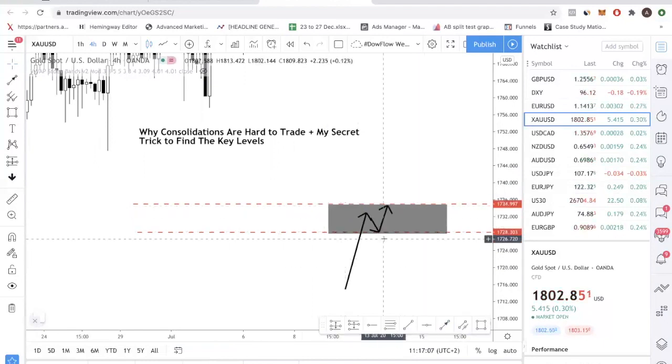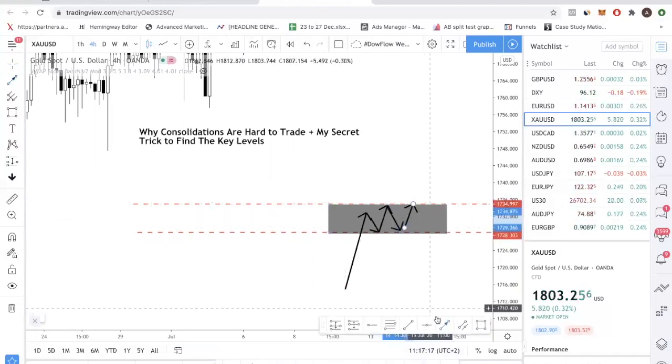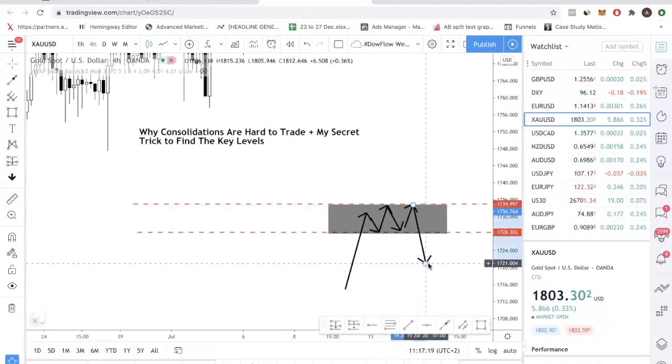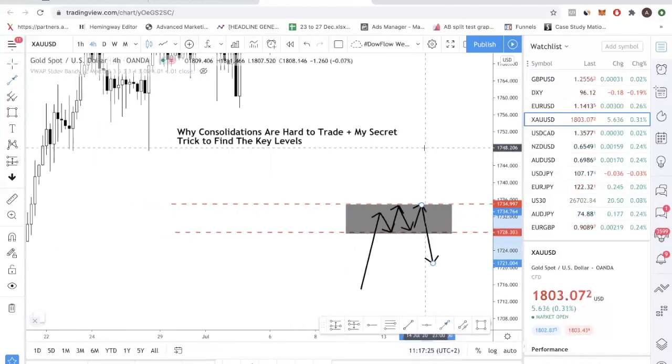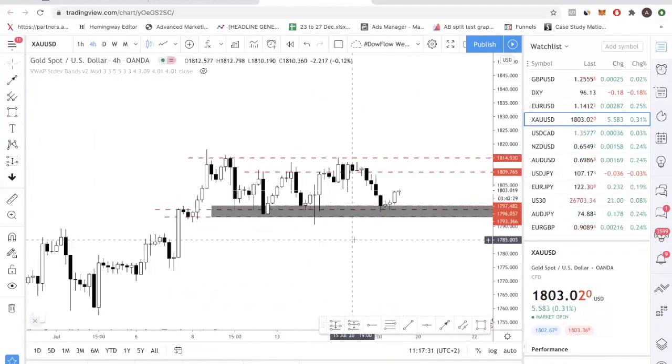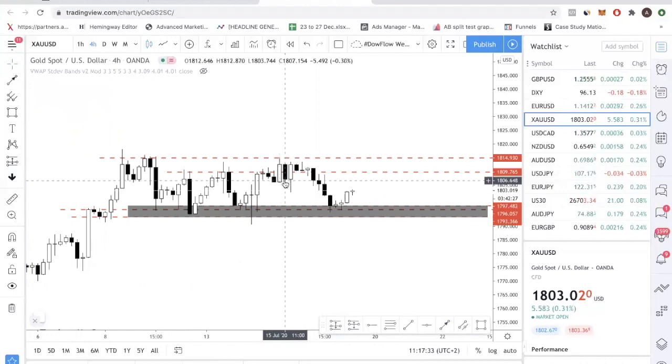Remember that support and resistance is always a zone. It's never a singular level. So in this case, gold did something like this, and finally, when it decided to break down, there was the entry. I would have entered somewhere around here, when price has broken out of the region of resistance. So let me show you in the charts. In this case, it would have been somewhere here.